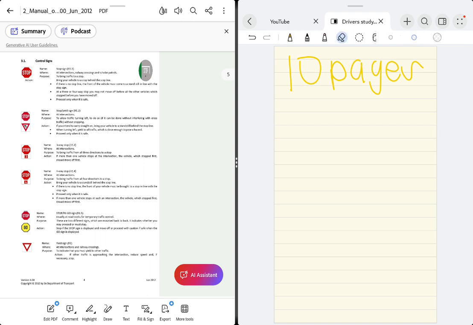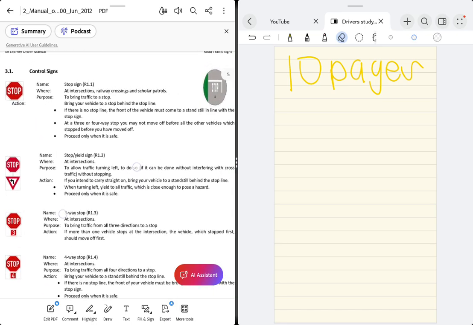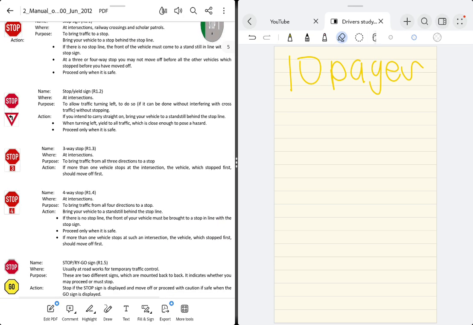Okay, so I think I'm just gonna read through some things, and then everything else that we don't understand well, I'll go in depth with it. The first thing is we're gonna start with the stop sign. Obviously at the stop sign, you need to just stop your car. Then there's a stop and yield.